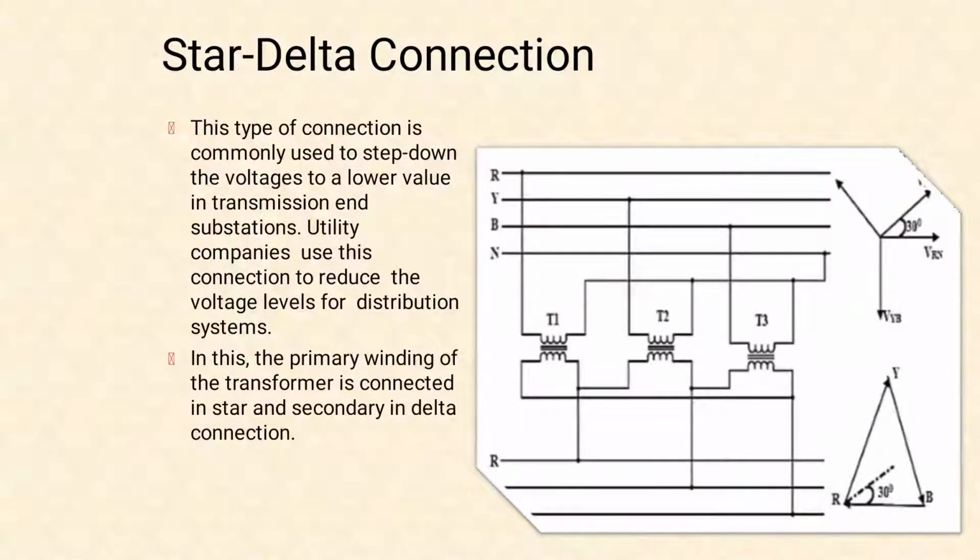So this is the individual explanation of the star-delta connection. This type of connection is commonly used to step down the voltage to a lower value at the transmission end substation. Utility companies use this connection to reduce the voltage level for the distribution system. In this, the primary winding of the transformer is connected in star and the secondary winding is connected in delta.